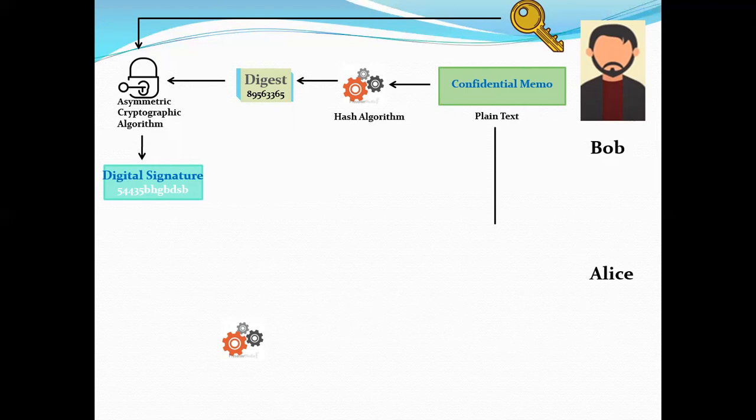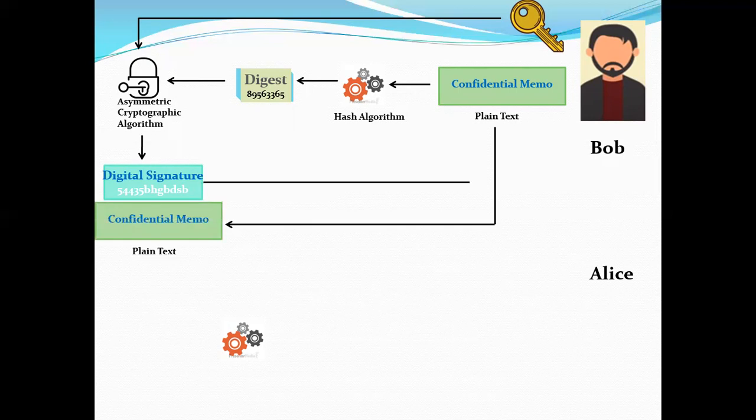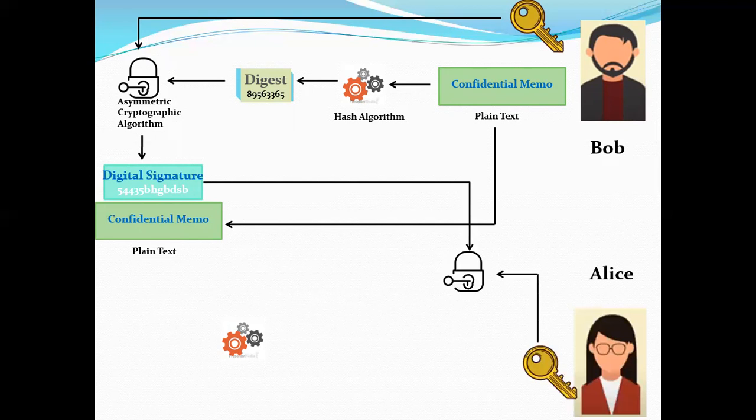When Alice receives that, she will do two things. First, Alice decrypts the digital signature using the public key of Bob and gets the digest. If Alice fails to decrypt the digital signature using the public key of Bob, then it is confirmed that this is not Bob's digital signature, because only Bob's public key can decrypt the digital signature to get the digest.